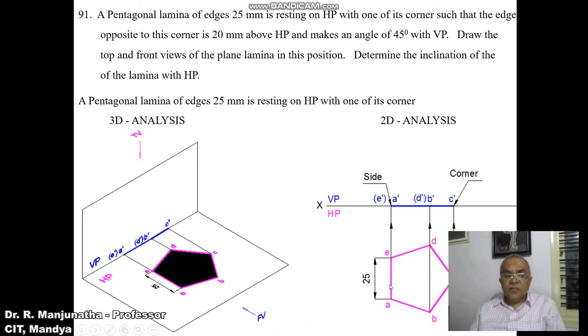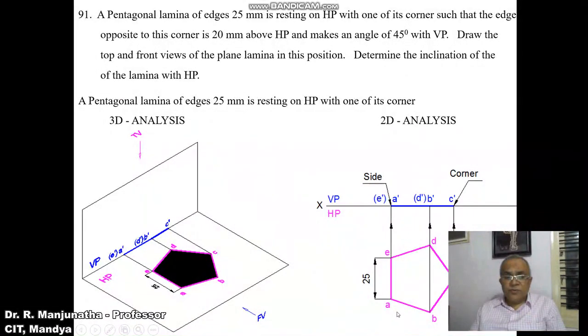Now, when you look from the 2D analysis, you consider the pentagon in the top view, that is on the horizontal plane, such that one of the sides is perpendicular to VP. Opposite to the side is going to be always a corner. So that is what we have written here. One end is a side and the other one is a corner. When you look from the top view, we can see A, B, C, D, E.